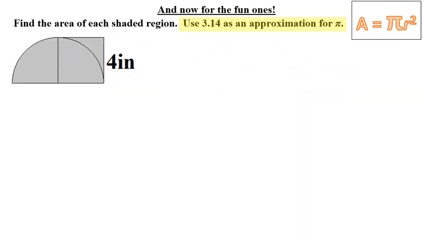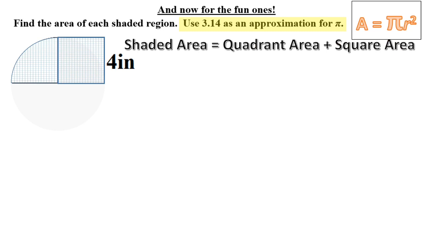This next one here shows sort of like two quadrants, or a square and a quadrant, or semicircle and a little sliver, however you want to think of it. We're going to look at it as a square. There's a square there. It's a 4-inch square, and then we also have our quadrant there as well. And we're going to just combine. The shaded area will be the quadrant area plus the square area. So let's figure out those.